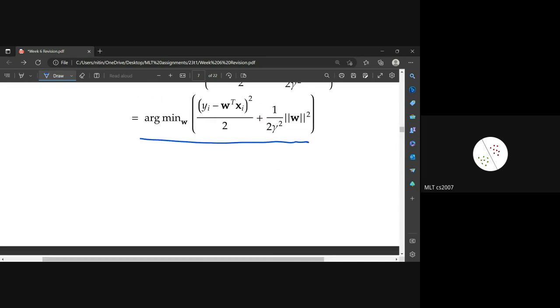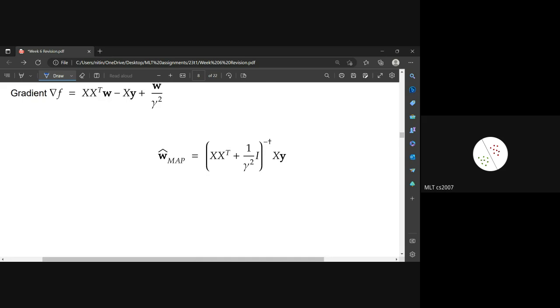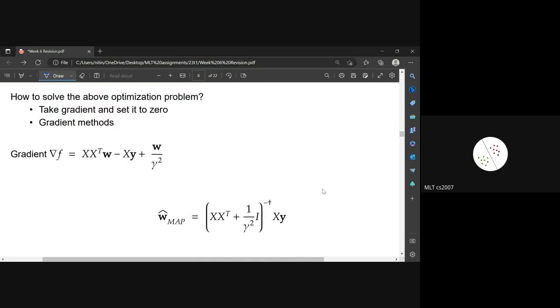So what is the gradient? What will be the gradient for this function? This is again the loss function, right? This is the squared loss function with some terms added to this. So you can easily see that the gradient is going to be X transpose W minus XY, plus W by gamma square. Generally this 1 upon gamma square is replaced by another constant which is called lambda. This is called the regularization parameter. Okay, so this is one hyperparameter in this case.